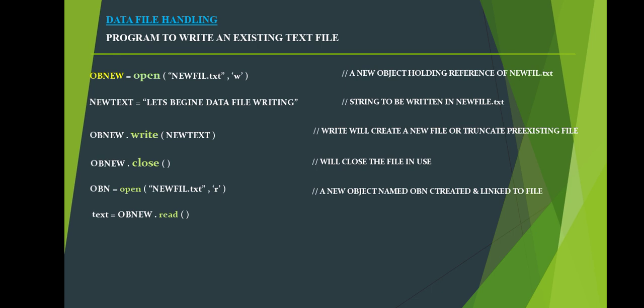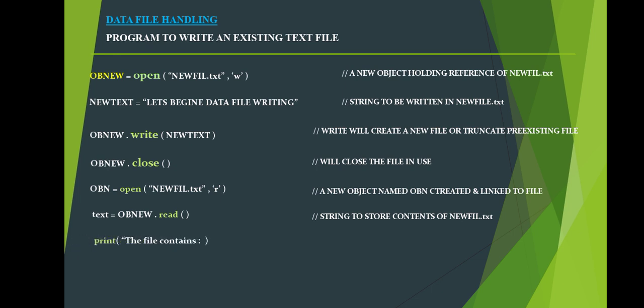Again this read function will be invoked with the help of the file handle or the file object and won't take any argument, and whatever it reads, we have assigned that value to a text variable. So text will store the contents of the file which has been linked, that means new file.txt. So let's see what will happen. We need to print the contents of the file.